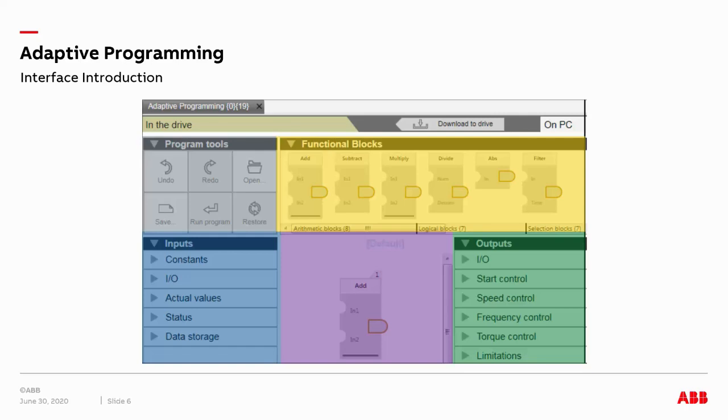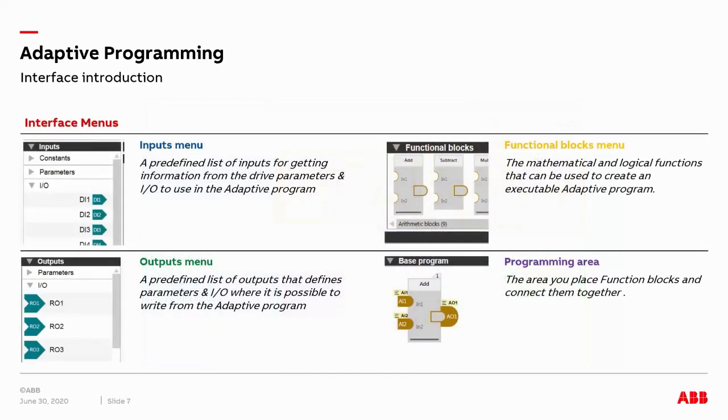So let's talk a little bit more about what each one of those are. First and foremost, that blue section, bottom left, input section. It's a predefined list of inputs for getting information from the drive and I/O to use in the adaptive programming. Pretty straightforward. Everything that's an input will always go on the left side of a function block. We follow that up by the outputs. I'm going to go down on the screen. We have a predefined list of outputs. You know, go figure. It's the stuff that goes on the right. We've already talked about that a little bit.